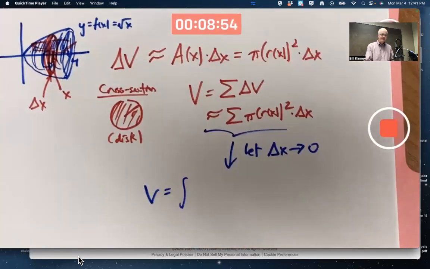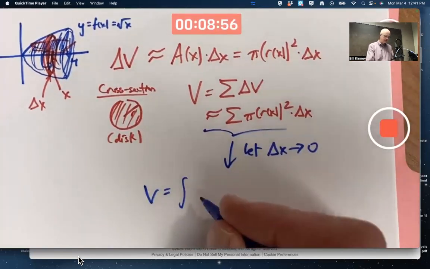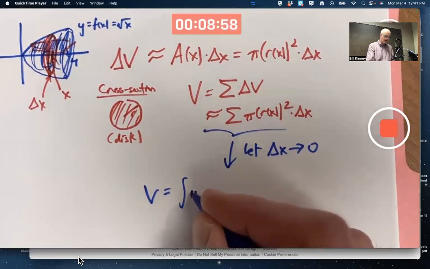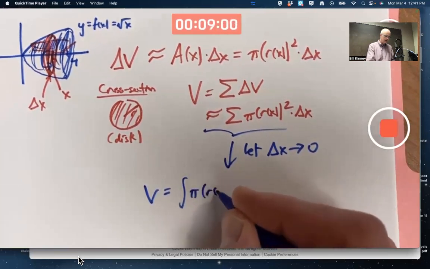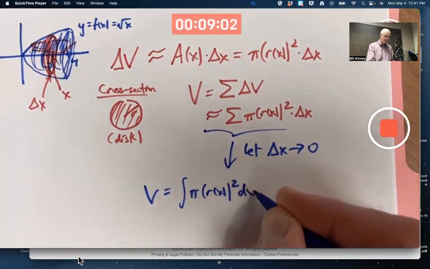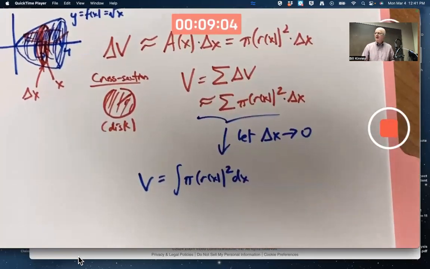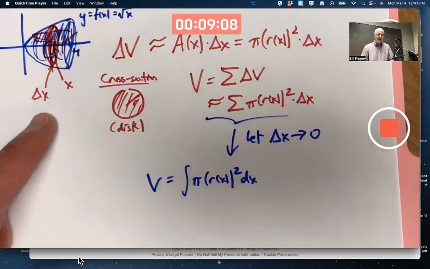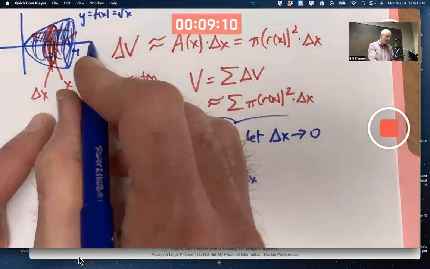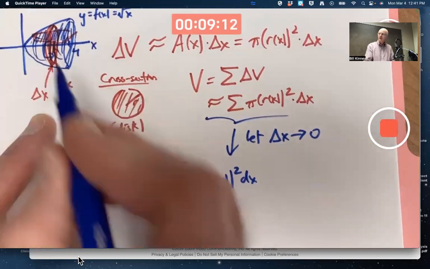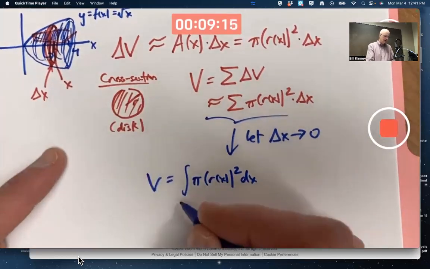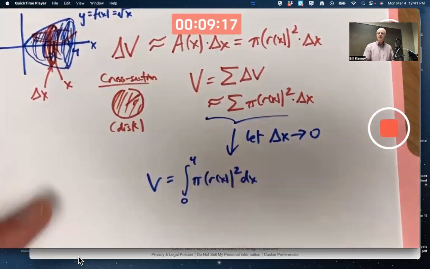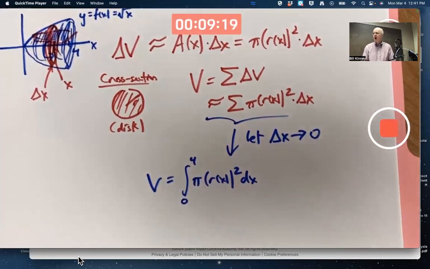In the limit as delta x goes to 0, you get the integral of pi times r of x squared over whatever limits of integration you need to get the answer. Looking at the picture, x is varying from 0 up to 4. So you need those as your limits of integration for this problem.